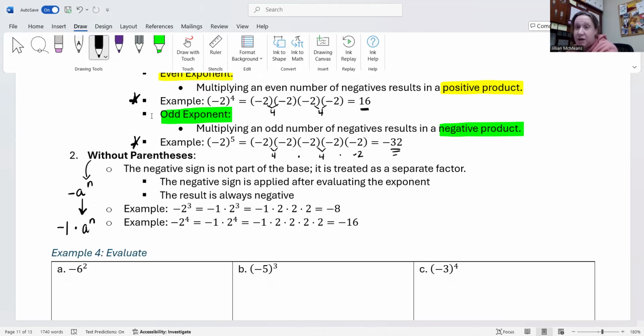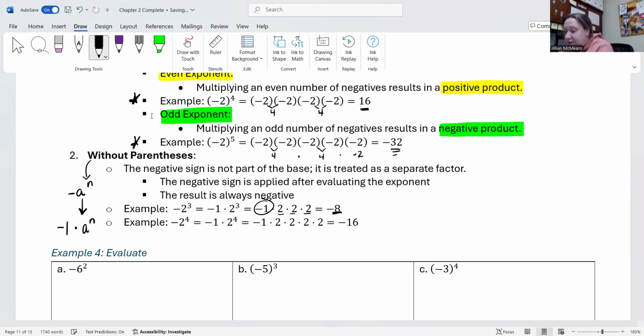So it doesn't matter if you have an even or an odd exponent, because you're separating that negative from the exponential notation, you're always going to get a negative product. So I've given you two examples here. We have -2 to the 3rd. Well, I'm immediately going to rewrite that as -1 times 2 to the 3rd. Well, 2 to the 3rd is just 2 as a factor 3 times, so I get -1 times 2 times 2 times 2. Well, 2 times 2 is 4, times 2 again is 8, but you have to multiply 8 by -1, which gives us a product of -8.